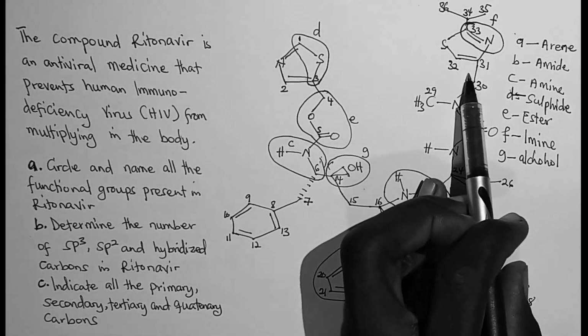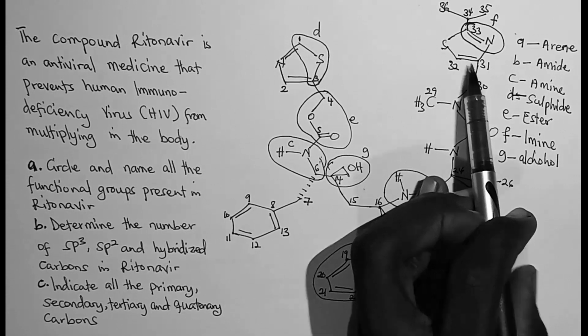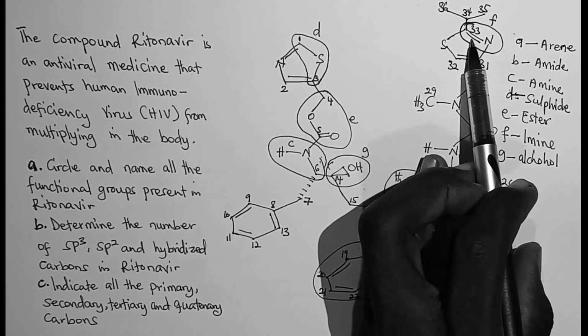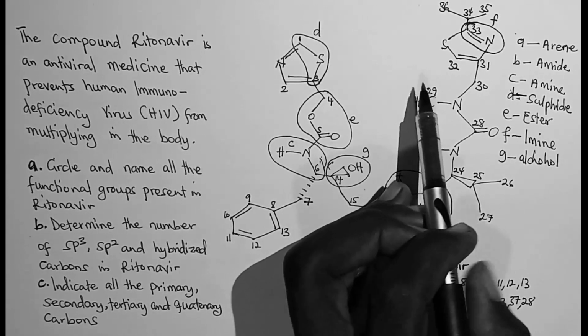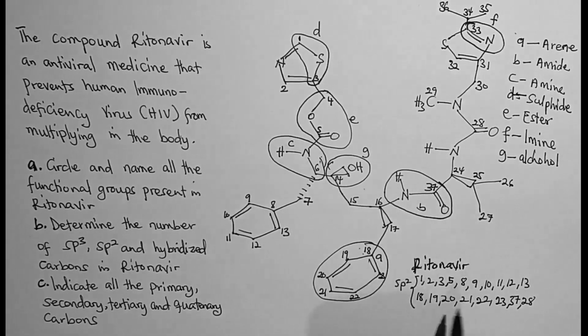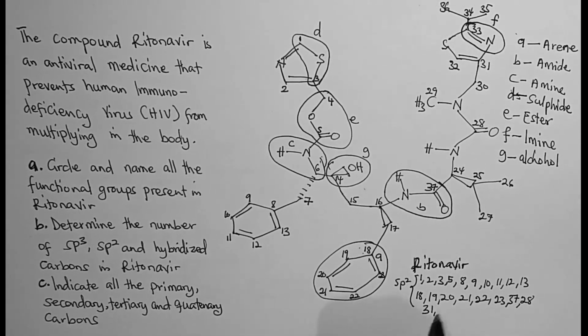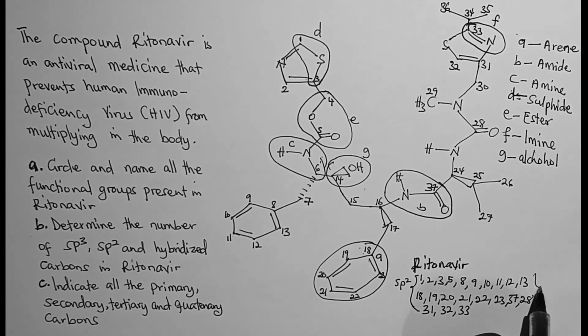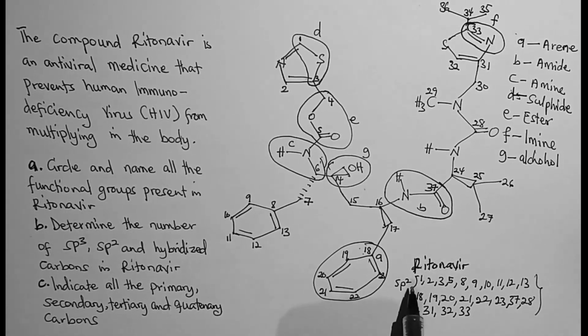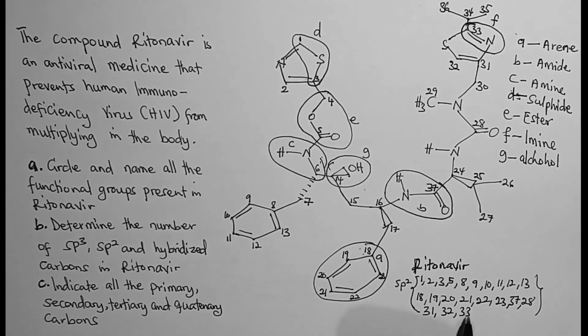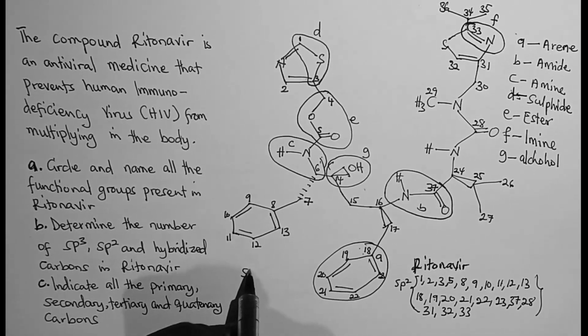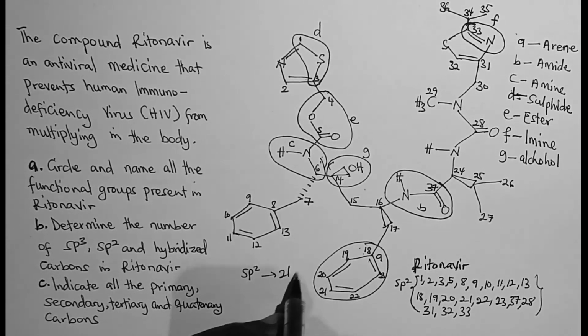Then carbon 31, 32, and 33. So these are the sp2 hybridized carbons. So let's count their number. So we have 1, 2, 3, 4, 5, 6, 7, 8, 9, 10, 11, 12, 13, 14, 15, 16, 17, 18, 19, 20, 21. So sp2 hybridized carbons are 21 carbons.